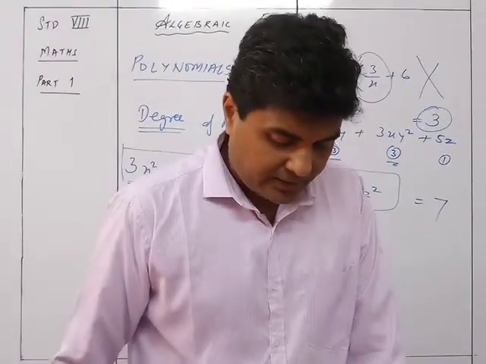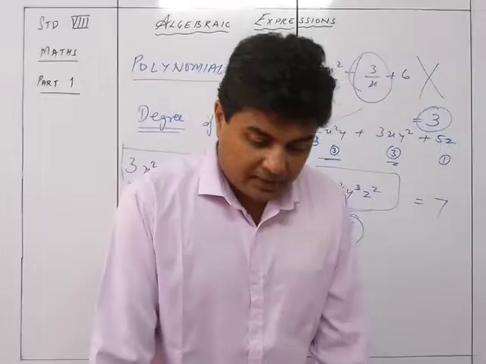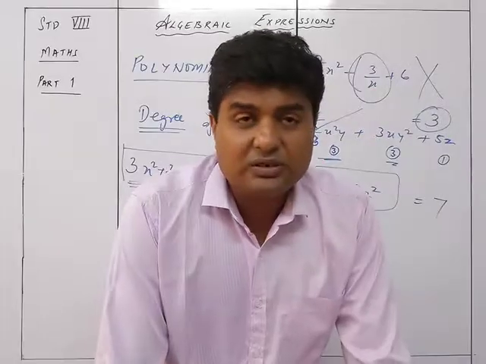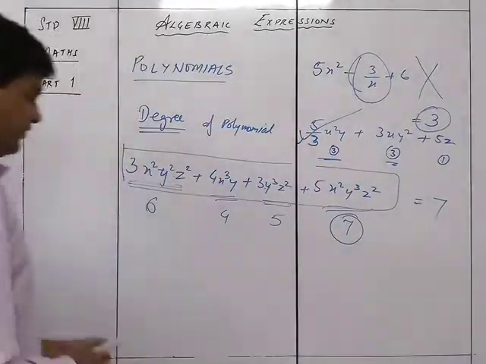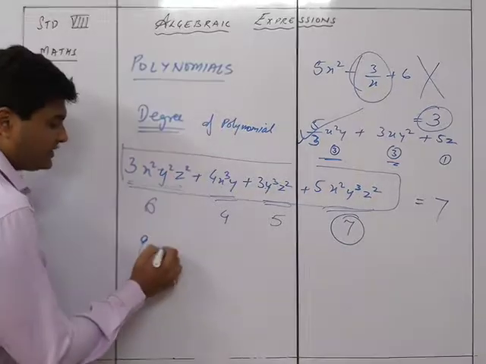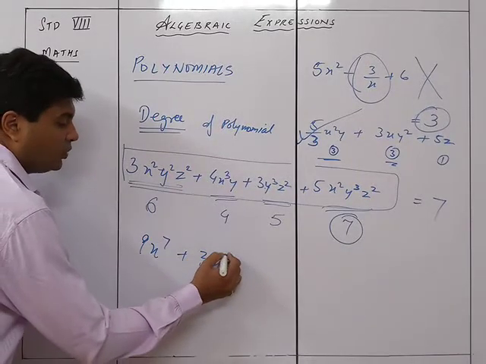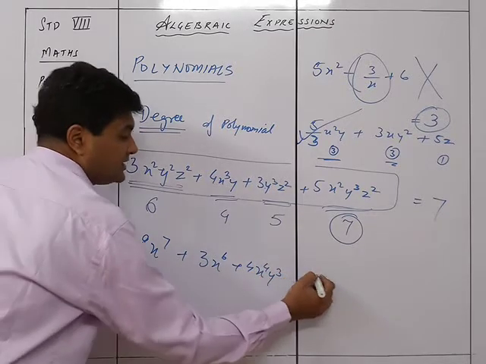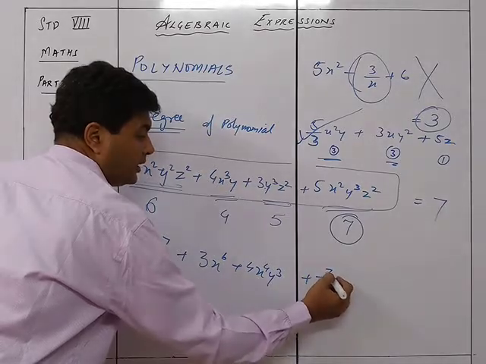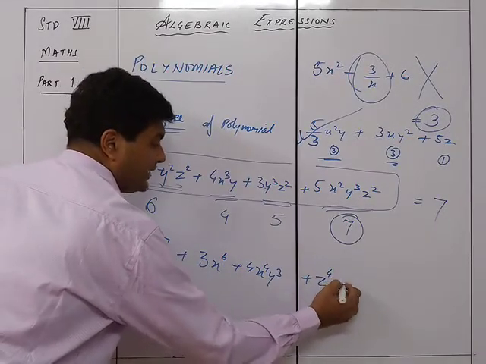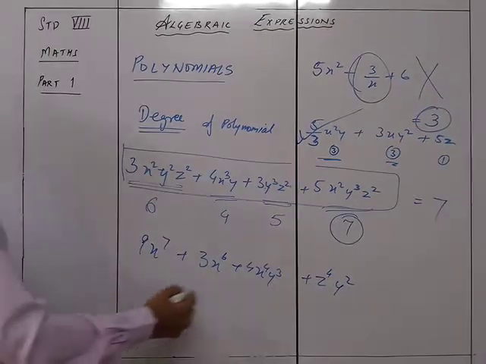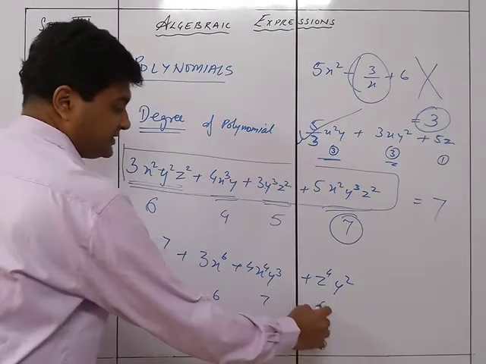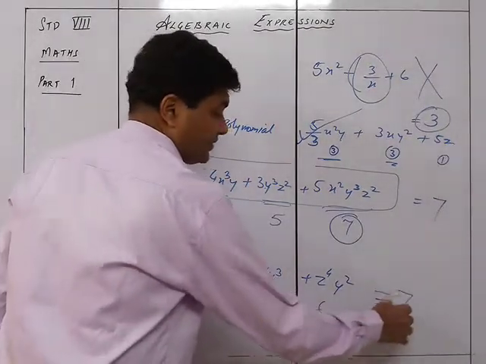So this was about the degree of polynomial. Whatever the degree of polynomial is, we'll be able to find it out in each and every question. For example, we'll take one more example over here. 9x raised to 7 plus 3x raised to 6 plus 4x raised to 4 y raised to 3 plus z raised to 7 z raised to 4 and y raised to 2. What is the degree of polynomial of this? The degrees here are 7, 6, 7 and 6. So degree of polynomial is equal to 7.